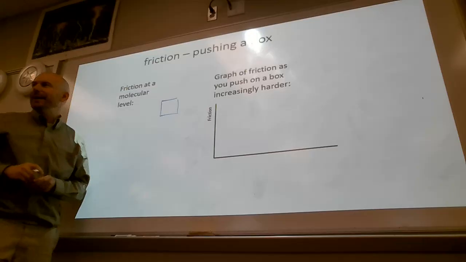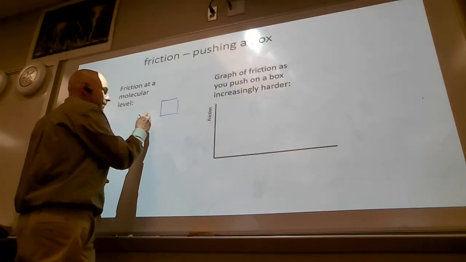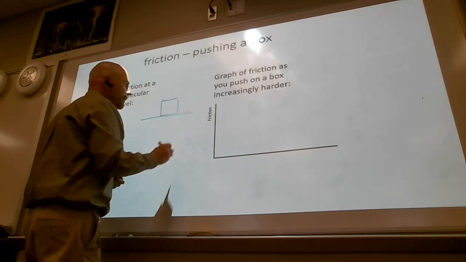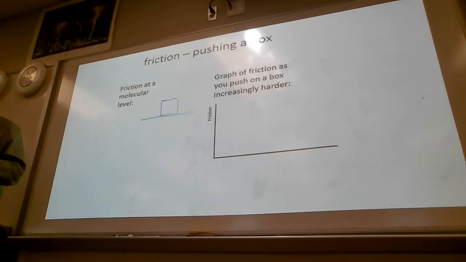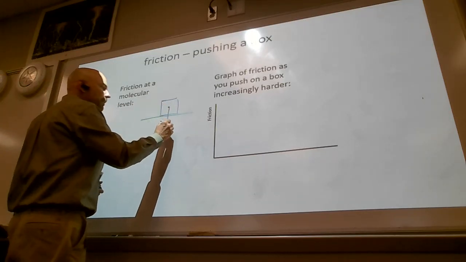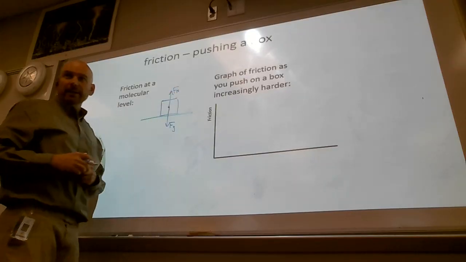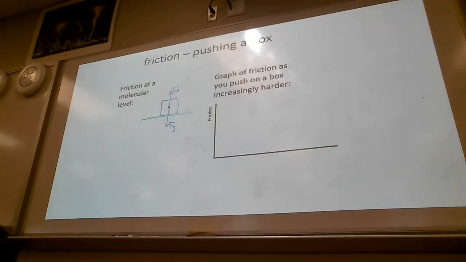So, let's say you have a box on a surface. Free body diagram. Box on a surface. Gravity and normal force. Is there any friction? No friction. Okay.